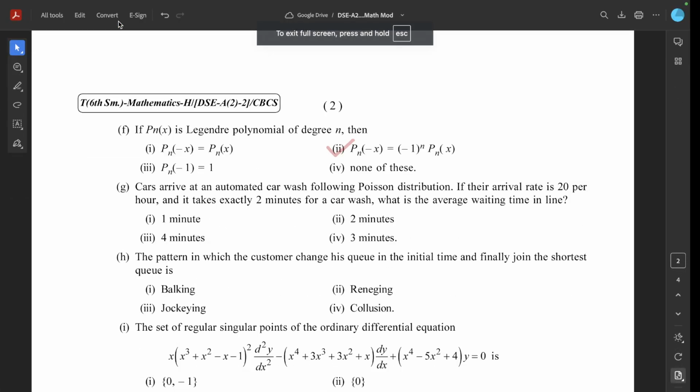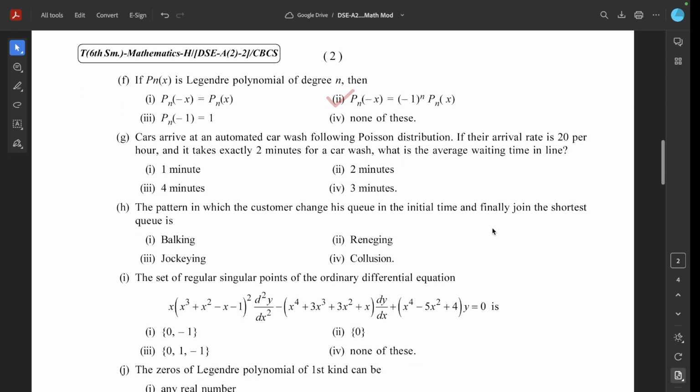Next question, 1G. Cars arrive at an automated car wash following a Poisson distribution. If their arrival rate is 20 per hour and it takes exactly 2 minutes for a car wash, what is the average waiting time in the line? The correct option is 4 minutes, option 3.